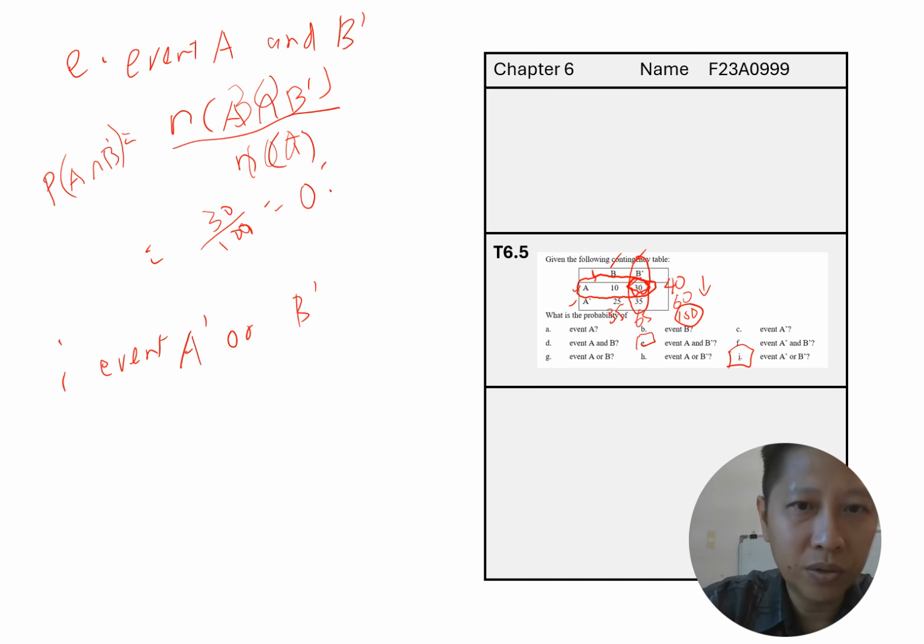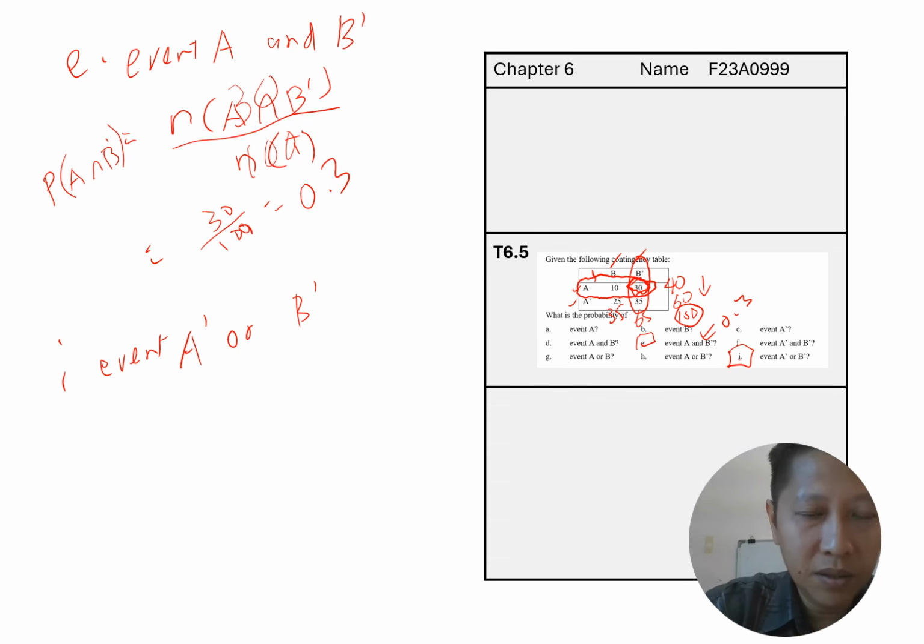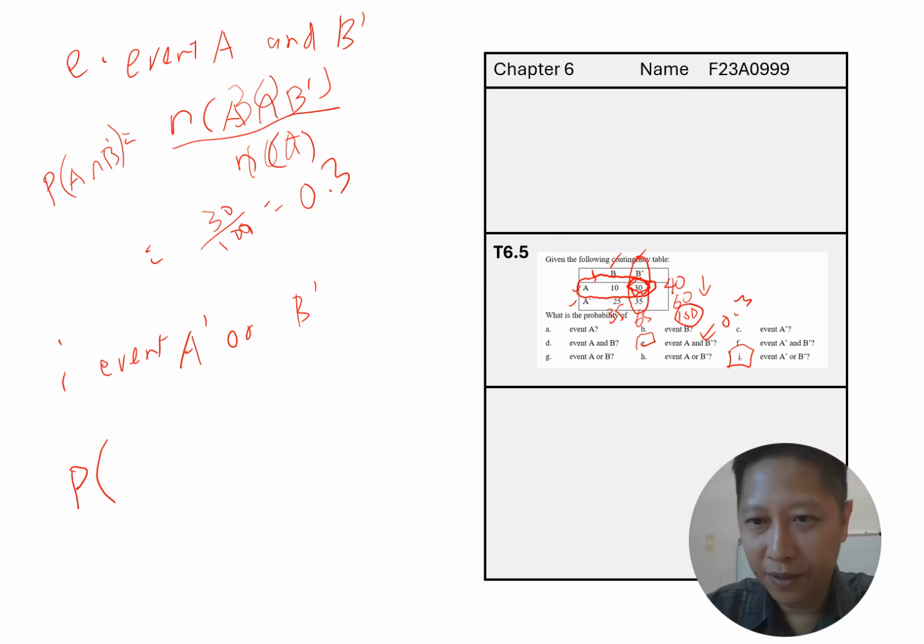Equals to 0.3. So E, we get 0.3. How about for the I case? The I case is event complement A or complement B. In order to find the probability, we're going to define the symbols to represent this problem.